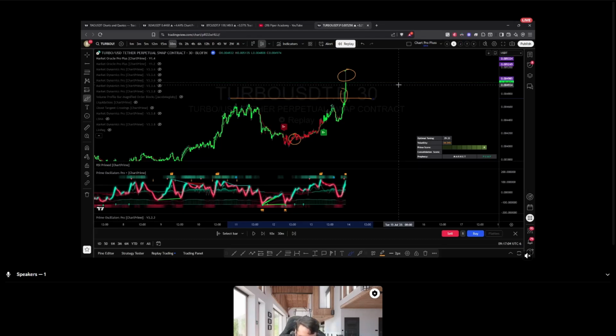Zoom out. Talking about zooming out, let's go and take a look at the second lesson here.